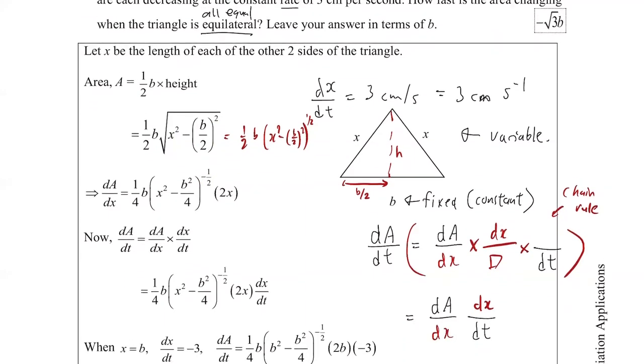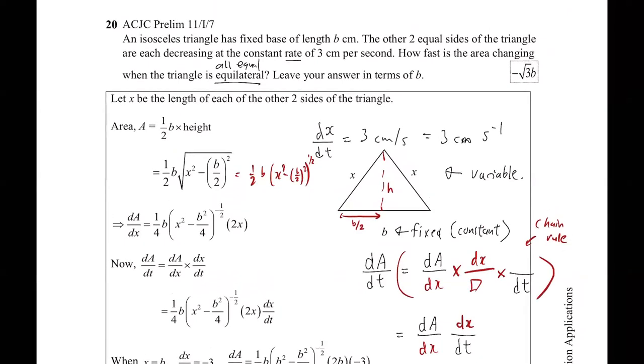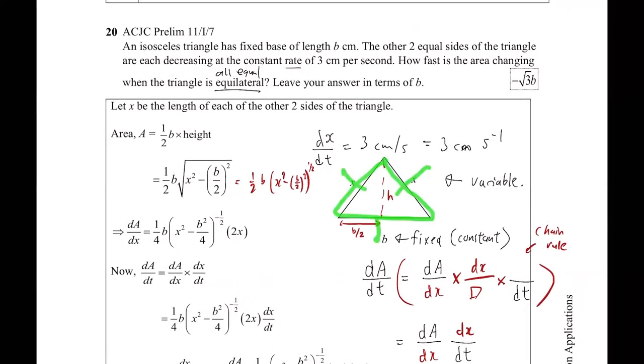What do you do next? Do you immediately sub in? They said equilateral, right? The specific case where it becomes an equilateral triangle means all 3 sides are equal, which also means that x equals b. So do you substitute x equals b straight away? No. Do you do the substitution at the last step? The last step. Write this down. Very important. If you sub in early, you're going to get confused. You cannot solve the question. Substitution of x equals b is our last step.